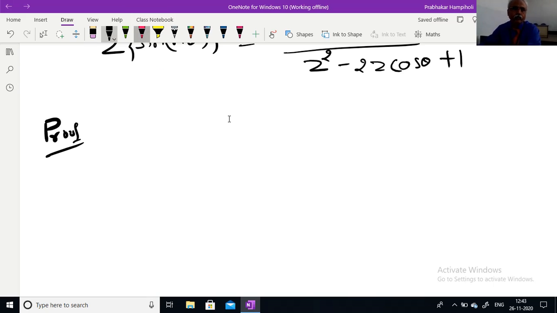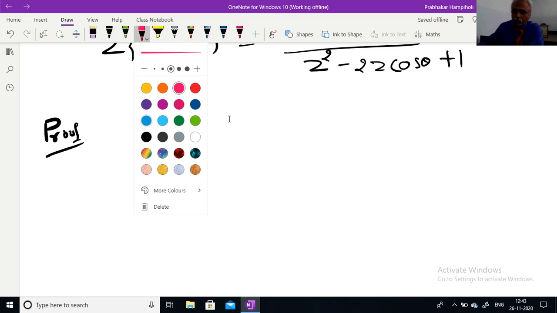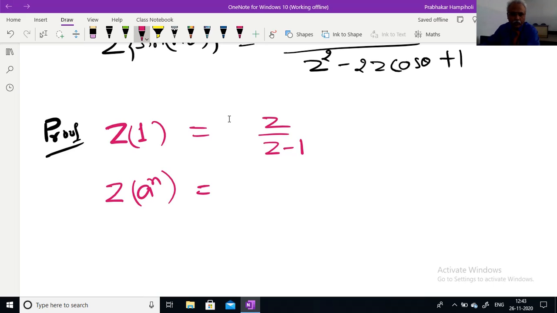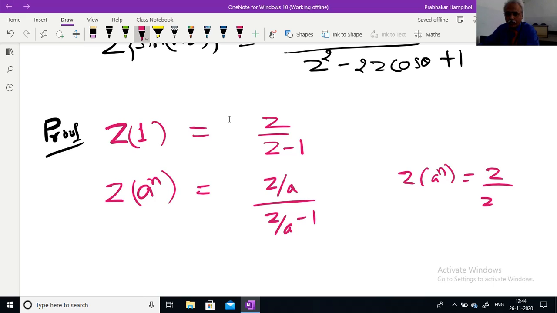Proof. All of us know the Z transformation of 1, can you recollect? Z by Z minus 1. Now we also know that if I multiply by something here, the damping rule tells that wherever Z is there, we write Z by A. Of course, Z transform of A raised to n is Z by Z minus A.